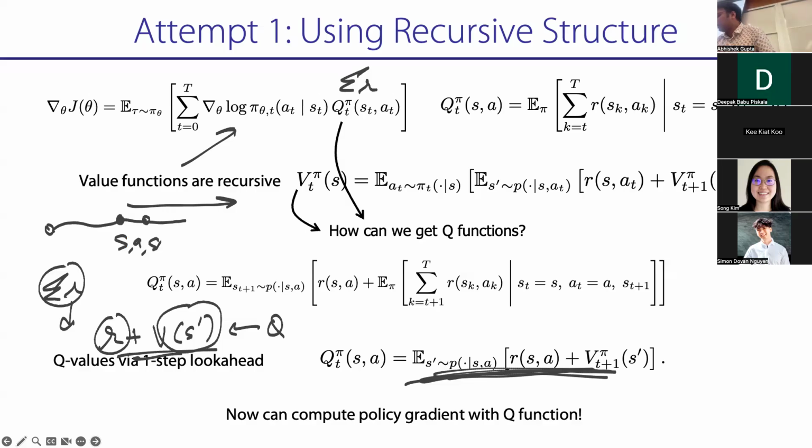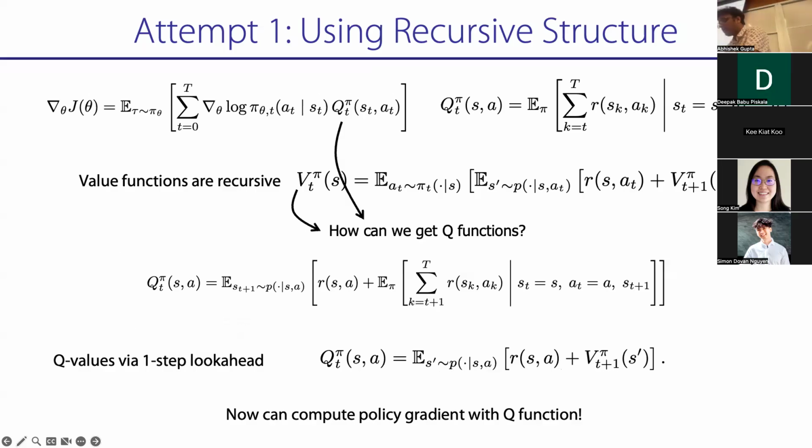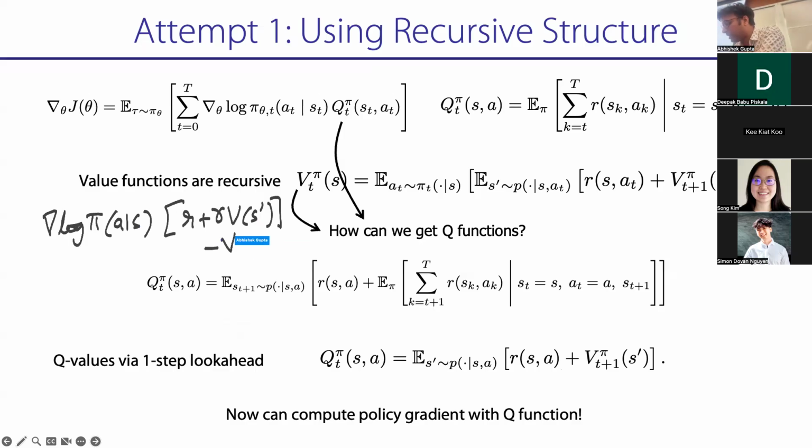So what that means for policy gradient is we're going to say grad log pi of A given S times R plus gamma V of S prime. Yeah. And now when we have a baseline, you can subtract a value function. So you have R plus gamma V of S prime minus V of S. Right? So we're just going to have the same expression for policy gradient. We're just going to replace the sum of rewards with the Q function. The Q function is R plus gamma V. We subtract the baseline to get minus V of S. Right?